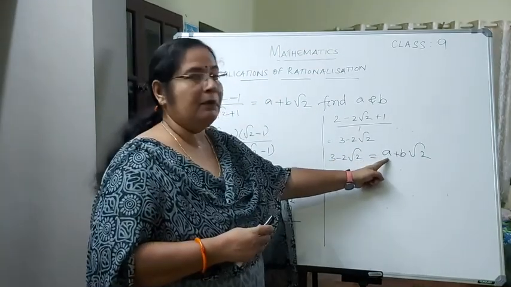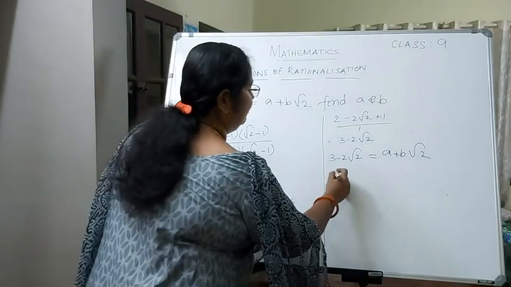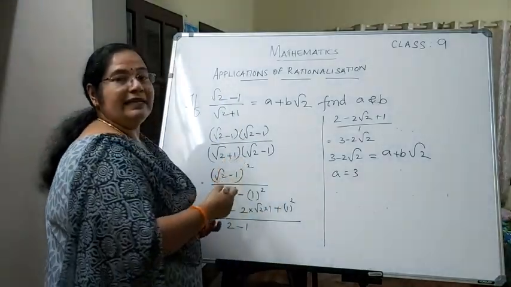What will A correspond to? A is the same as 3. So the A value is 3. Now look at the next.